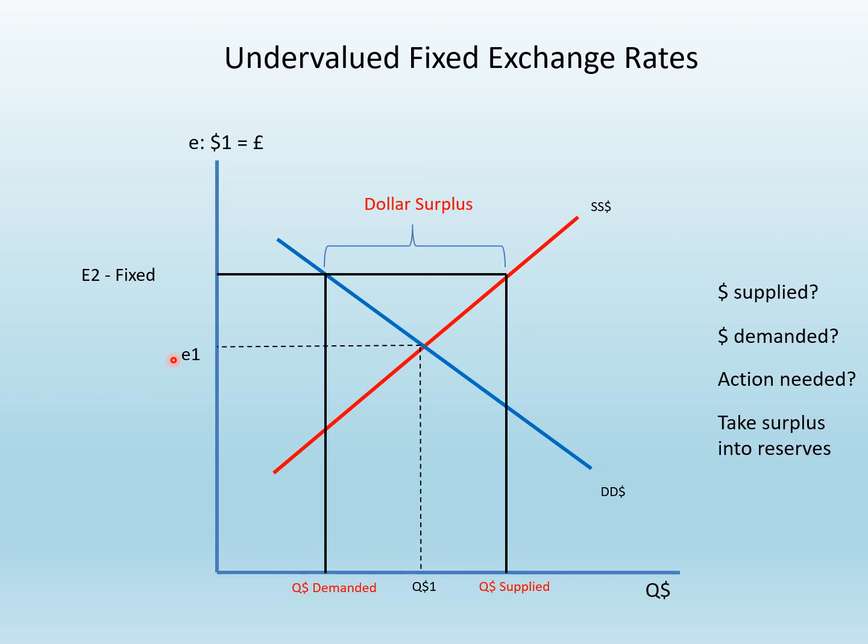The action that's required is to take these dollars into reserves. So if you do want to run an exchange rate which is fixed and undervalued, the only way you can do it is to take the surplus that's being generated because you've deliberately undervalued your currency and take that surplus into your reserves account.